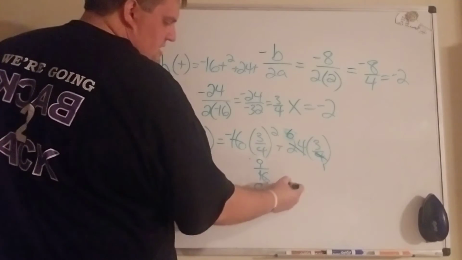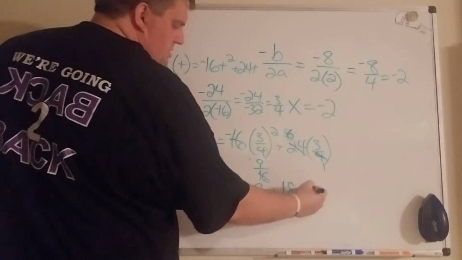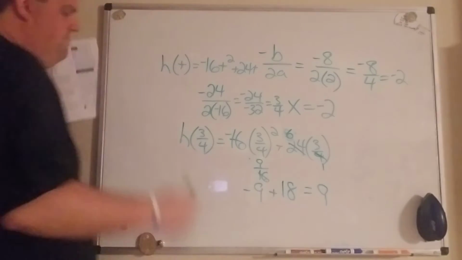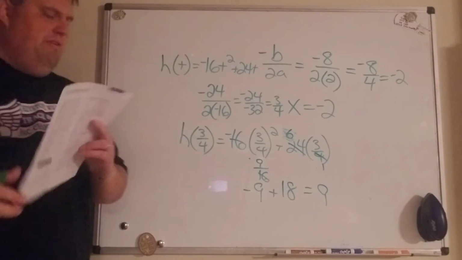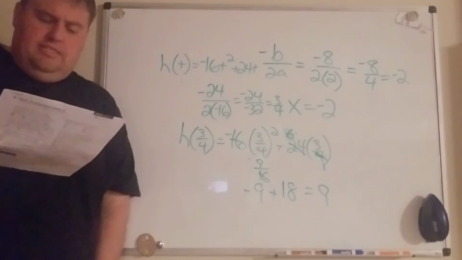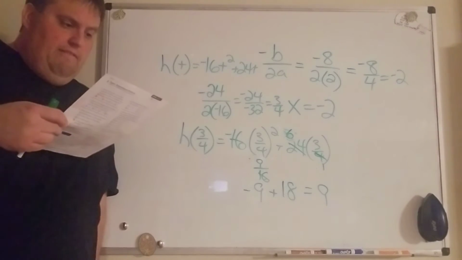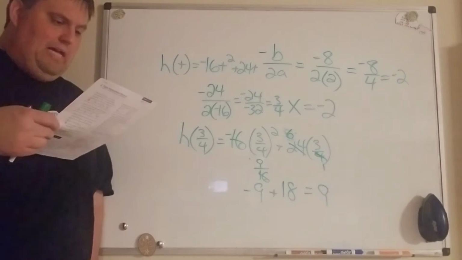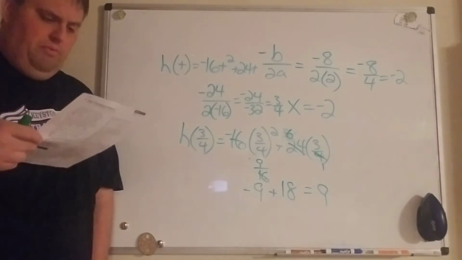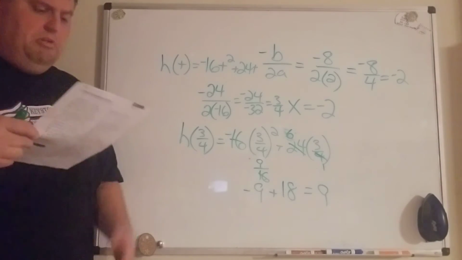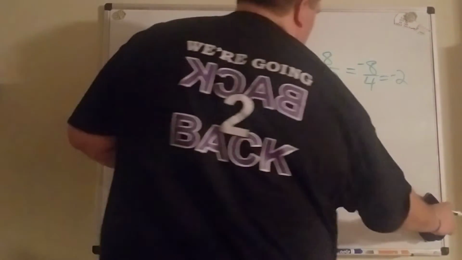6 times 3 is 18. And negative 9 plus 18 is positive 9. So h of 3/4, at 3/4 seconds, it's going to be 9 feet in the air. That's the maximum height. Pretty cool. Number 12, I had some questions on 12.